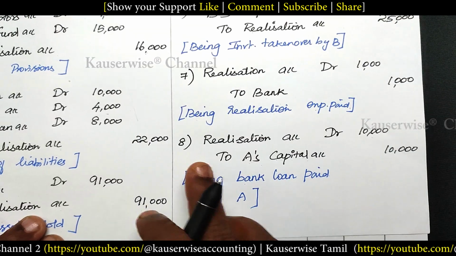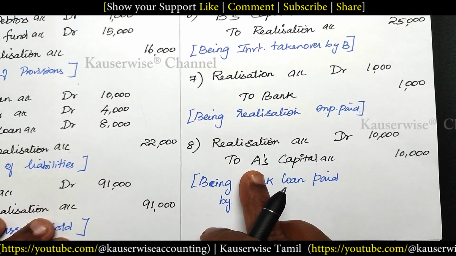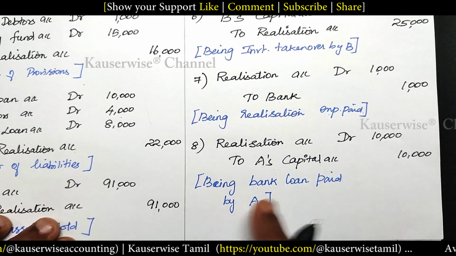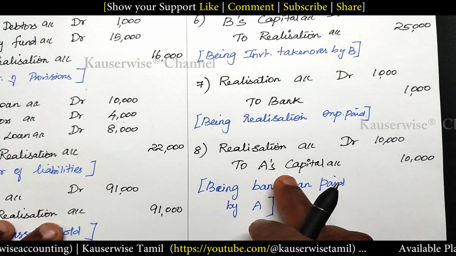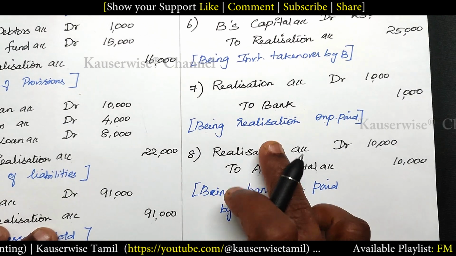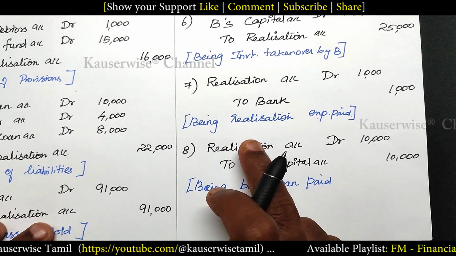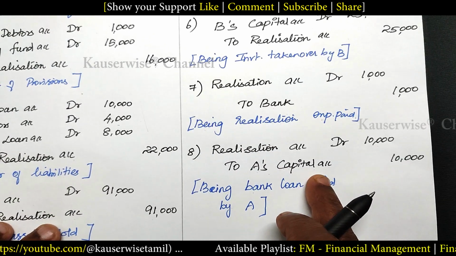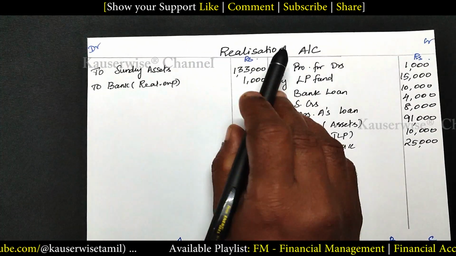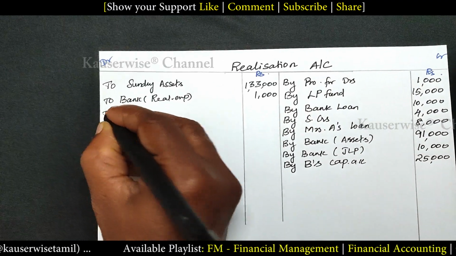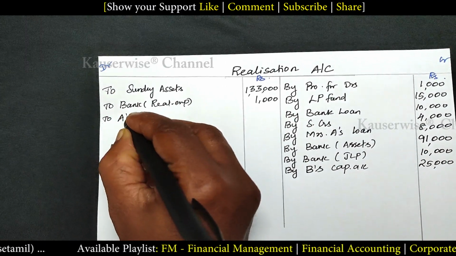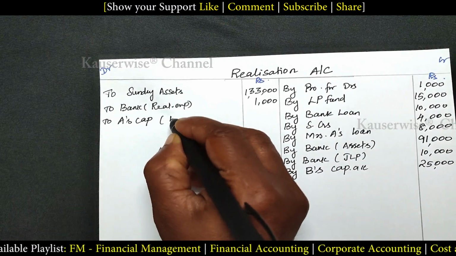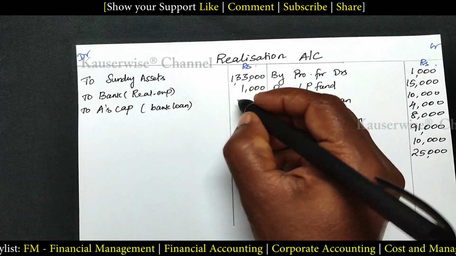See the eighth entry. Realization account debit to A's capital account. This one is a bank loan paid by Mr. A. So enter A's capital under realization account. Again, we have to enter realization under A's capital account while we prepare the capital account. So realization account debit to A's capital. And this is the entry for bank loan paid, 10,000.